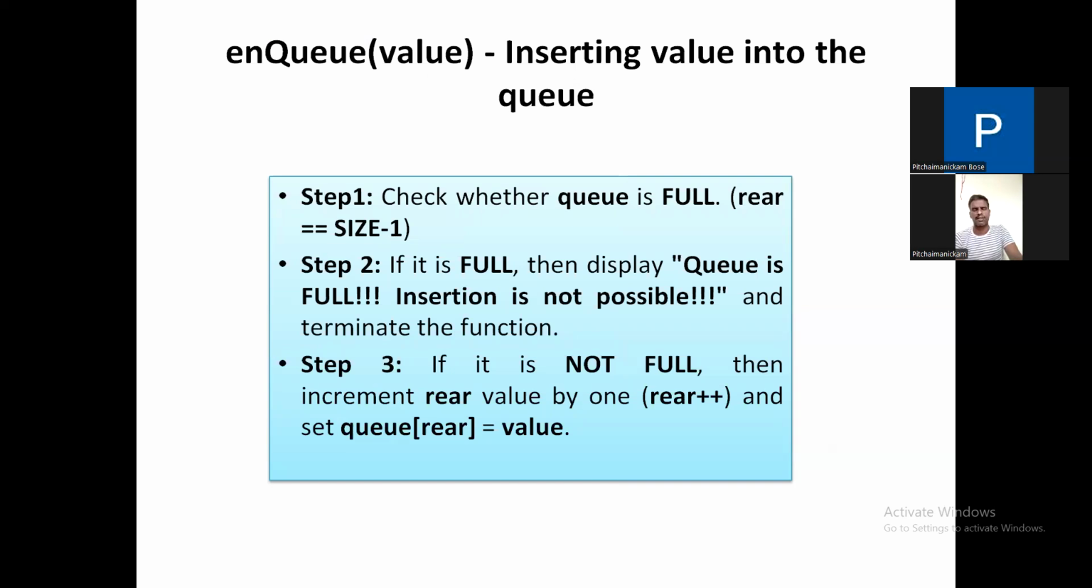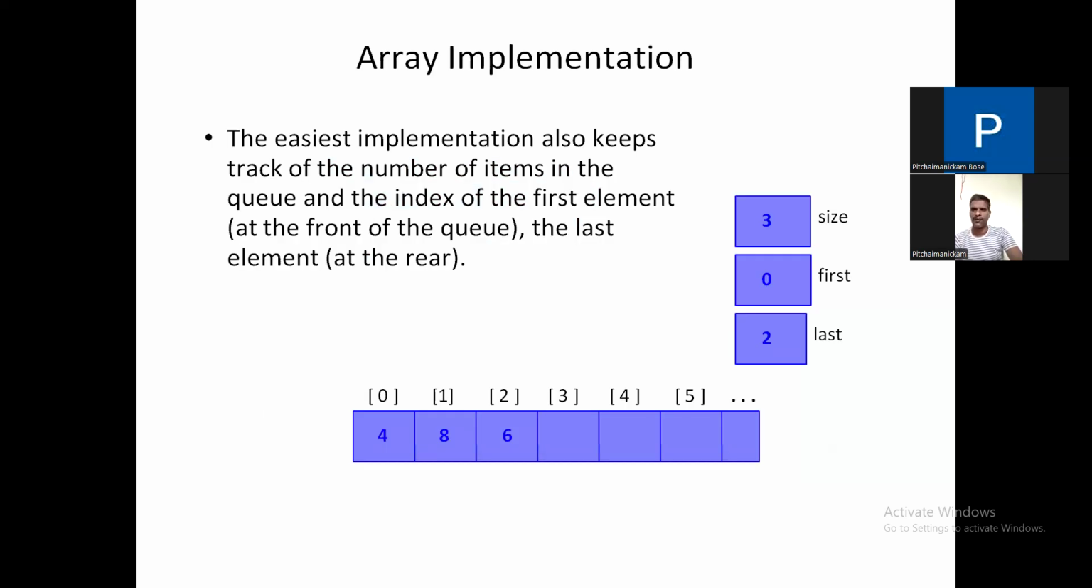In the first step, we check whether the queue is full or not. We already have a pointer called rear, so check whether rear is equal to size minus 1. If it is full, we print a statement such as full, or insertion is not possible. If the queue is not full, we increment the rear value by 1, that is rear plus plus, and set q of rear equal to value. These three steps should be followed for inserting an element into the queue.